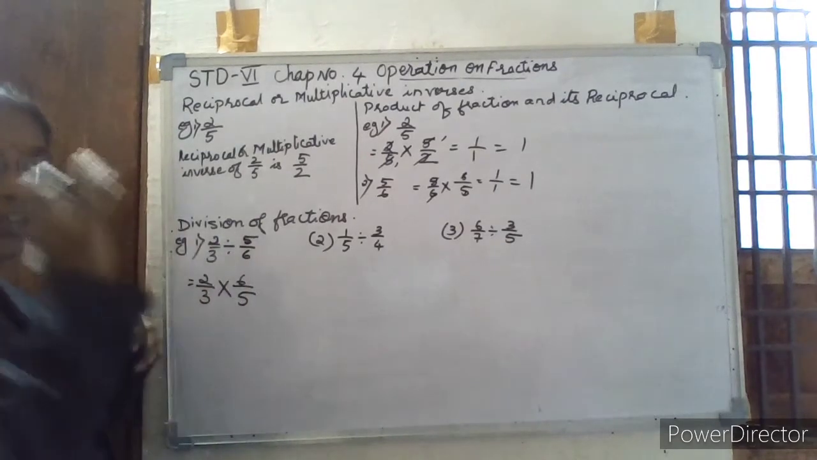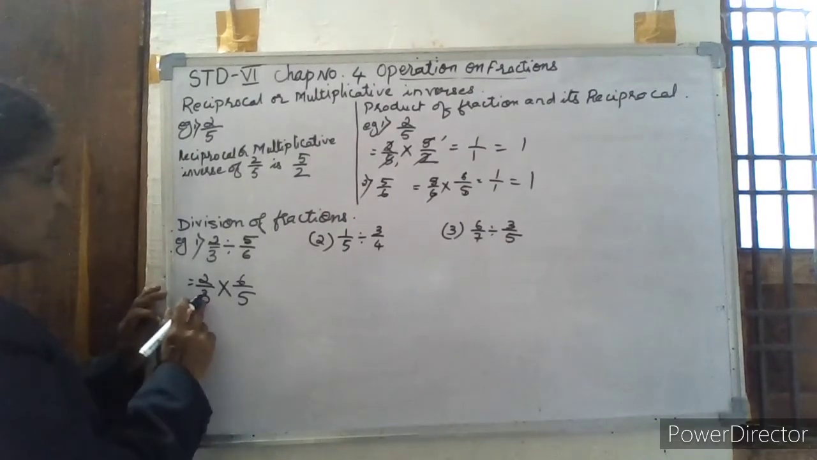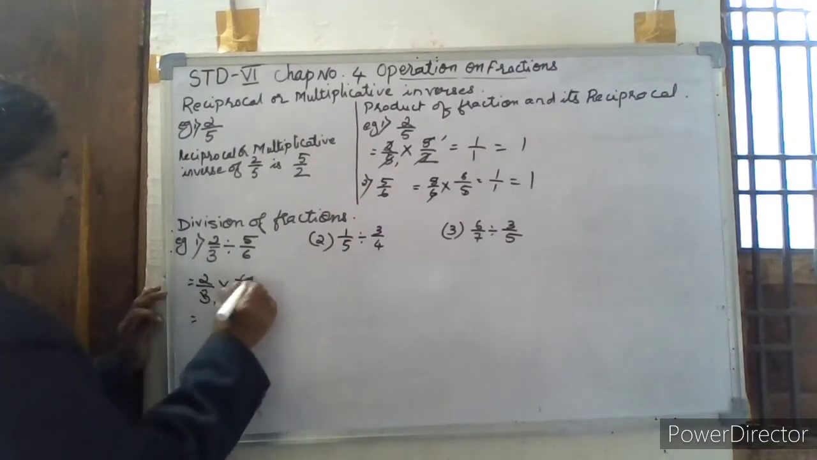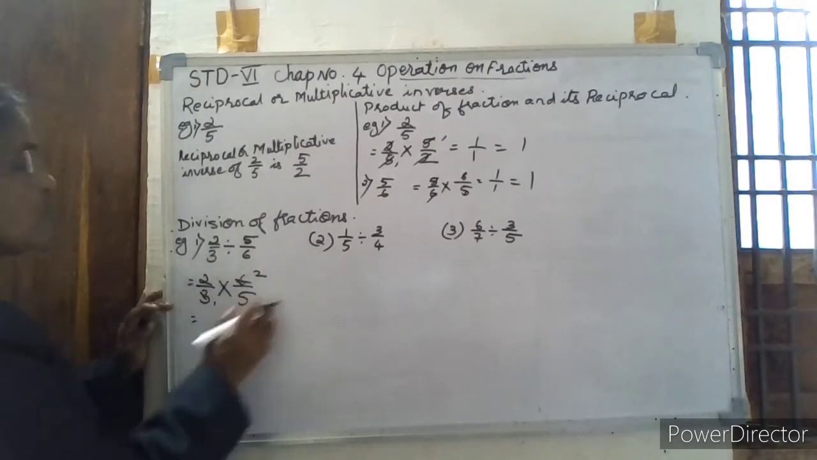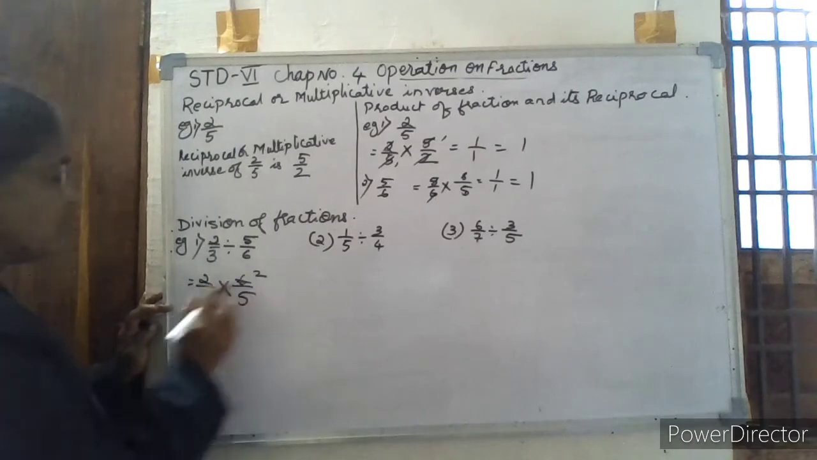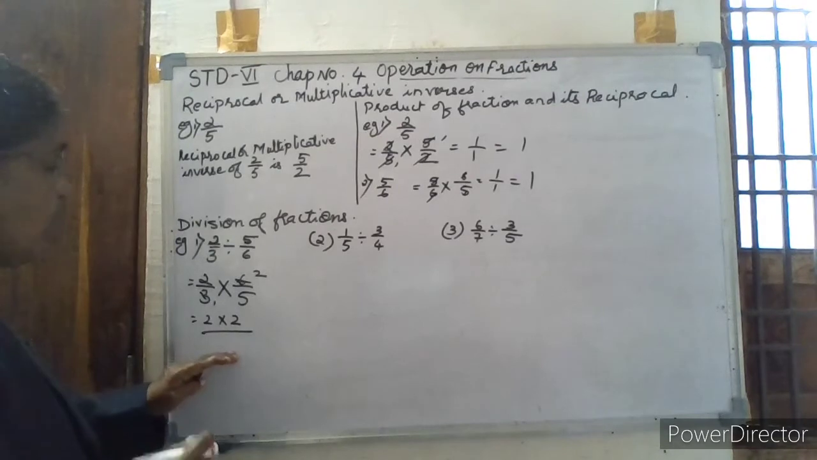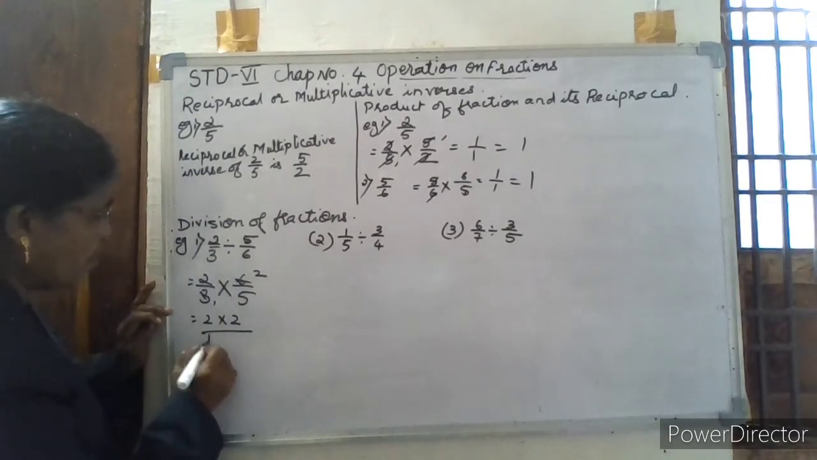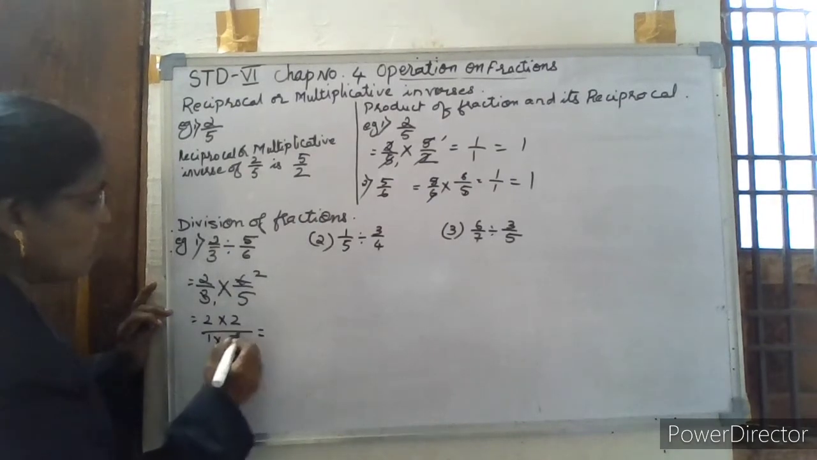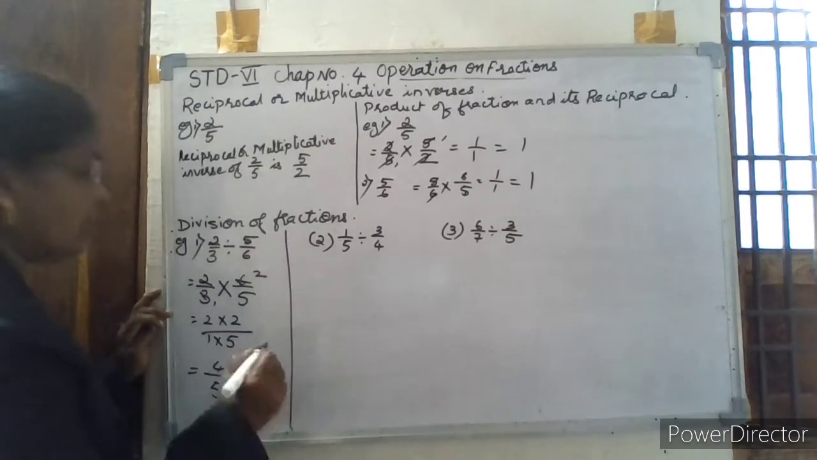Now here, 3 ones are 3, 3 twos are 6. 2 and 5 cannot be cancelled. So the cancelling is over. Now numerator into numerator: 2 into 2 upon 1 into 5. So it is equal to 4 by 5. This is the answer.